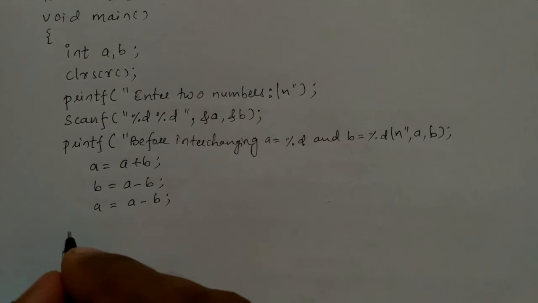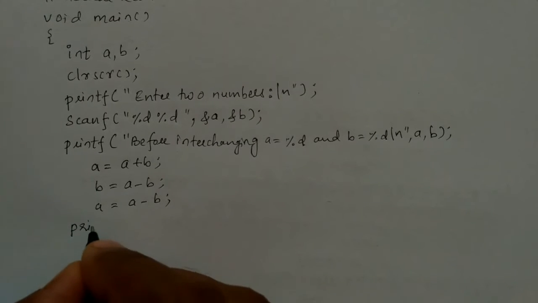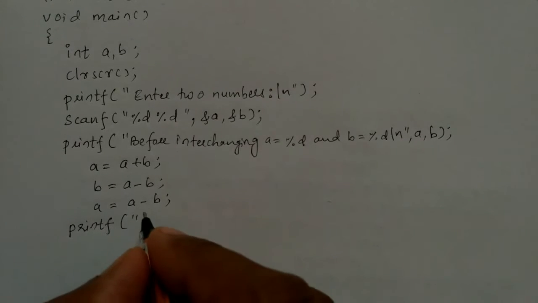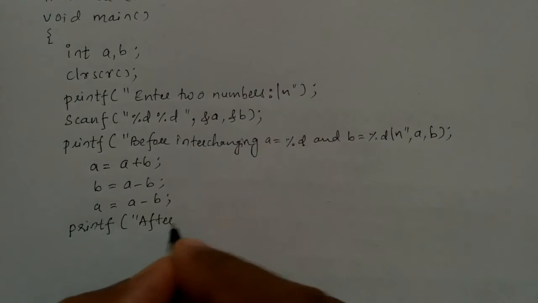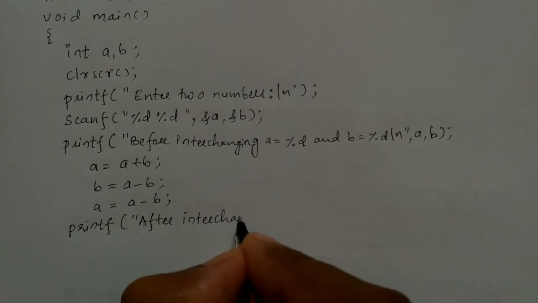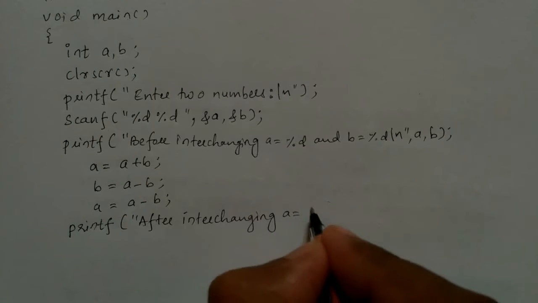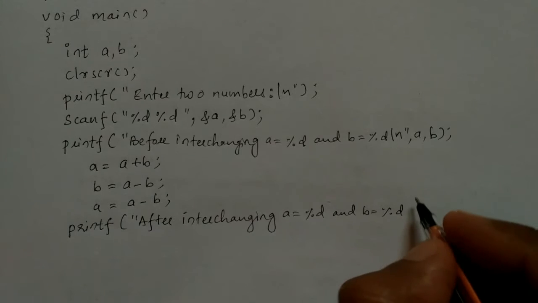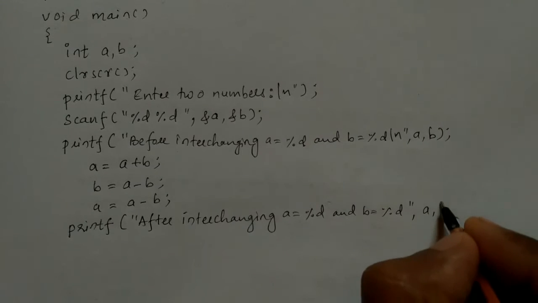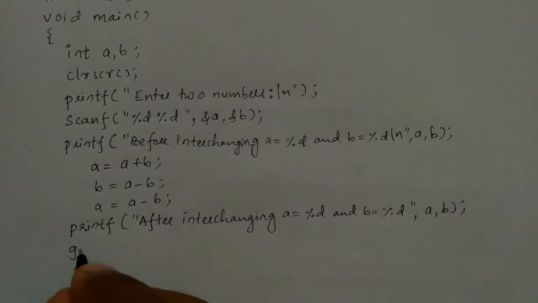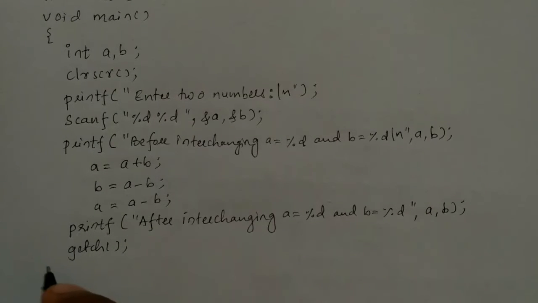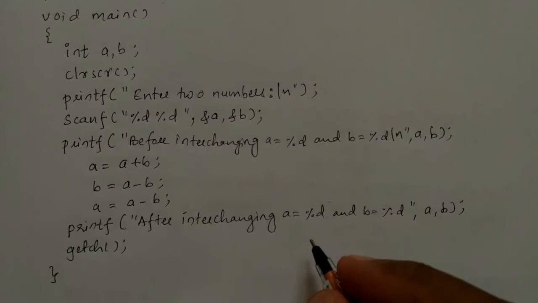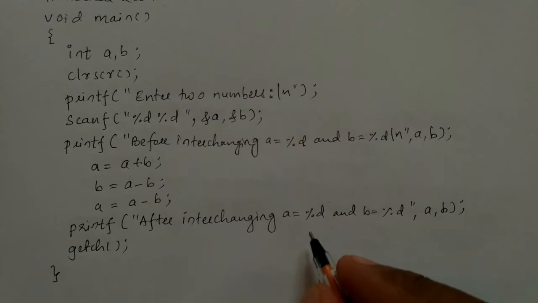Now after interchanging I have to print the values for both the variables a and b. For that I'm going to write printf statement, and in a double quotation mark I'm going to write "after interchanging a is equal to %d and b is equal to %d", end the double quotation mark, put comma, a comma b and put semicolon. Here I'm going to write getch function and then curly closing brace. So now we'll see how exactly this program works by taking example.